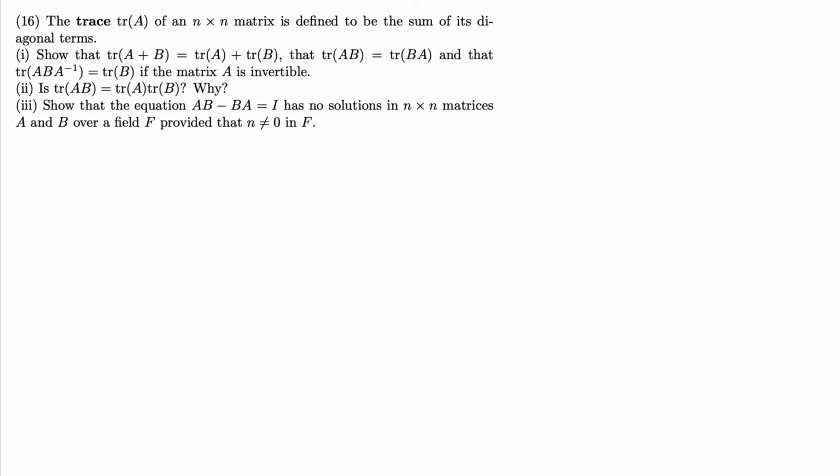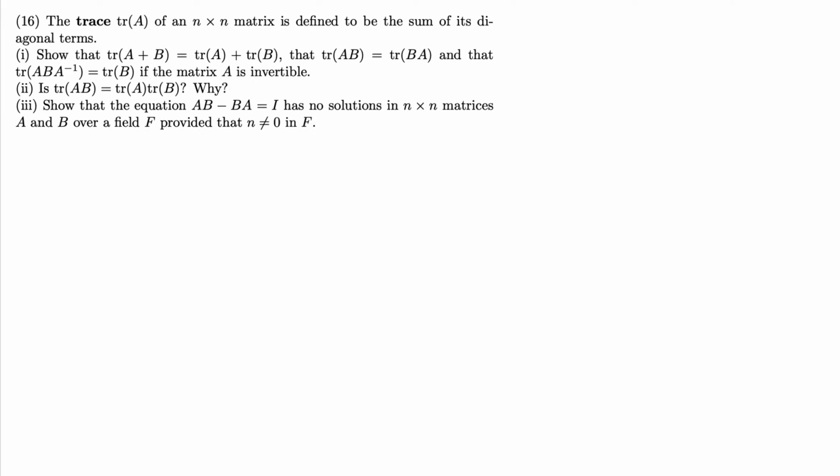We're going to be considering this question 16 out of Gunning's An Introduction to Analysis. It's about the trace of a matrix, and it's in the linear algebra subsection. It reads as follows. The trace of A, of an n by n matrix, is defined to be the sum of its diagonal terms.